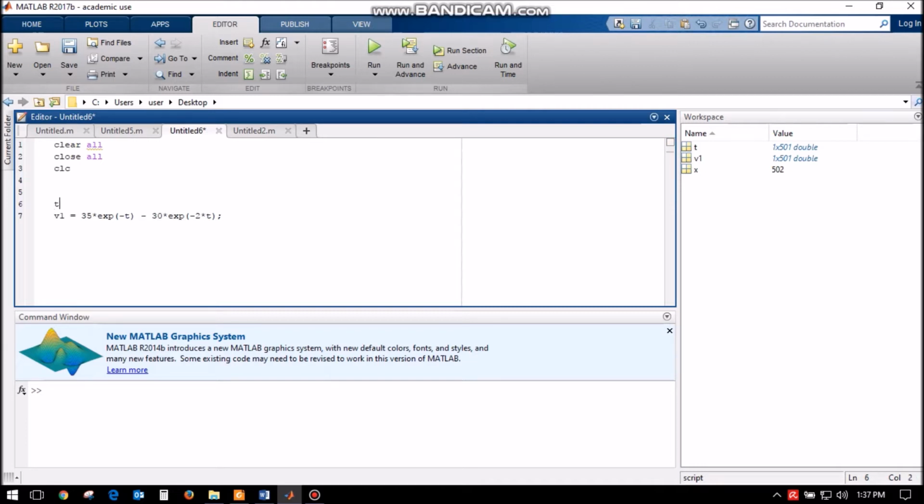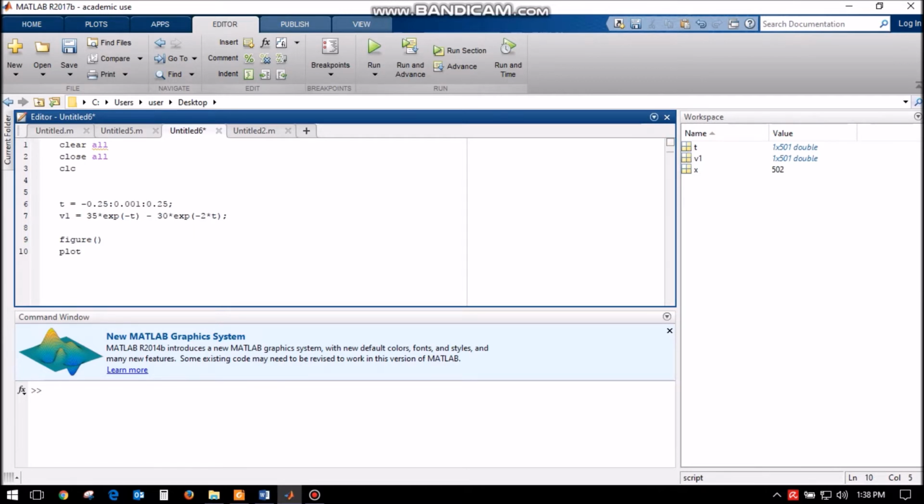What is t here? I'm just going to put the value from negative 0.25, increasing by 0.001, up to 0.25, the same t as in the previous example. Alright, so we have t and v1, so that's it. Actually, we can now plot the signal.